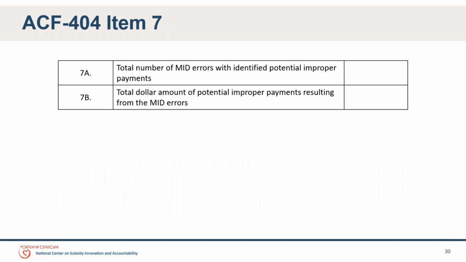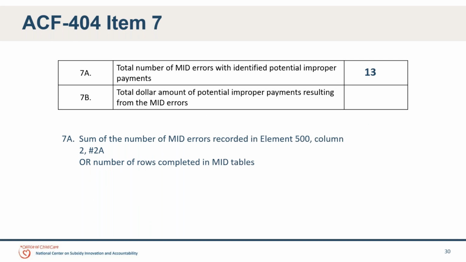Items 7A and 7B ask about submit errors with potential improper payments. And these items cannot be calculated from the old template in element 410, but again, if you're using the old template, you should be able to easily calculate these if you've been keeping track of your MID errors, either through the MID table or a similar data collection tool.